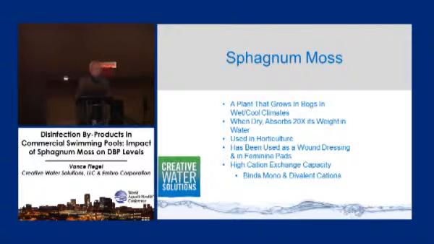I'll talk a little bit now about sphagnum moss, and the basic biology of sphagnum moss. It's a plant that grows in bogs and wet, cool climates. When it's dried, it absorbs about 20 times its weight in water. It's been used for ages in horticulture. In World War I, it had been used as a wound dressing, again because it was so absorptive. And it's also been used in feminine pads for that same reason.